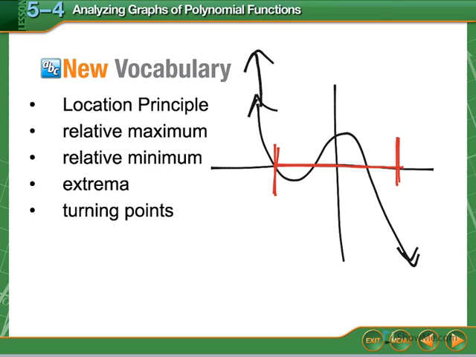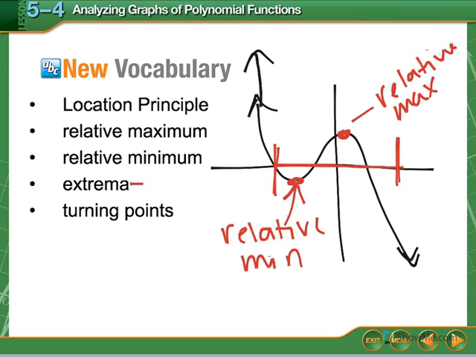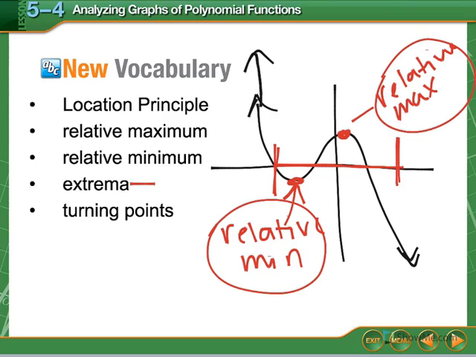And so we shorten the scope so that we can look at relative max and mins. Whatever looks like the top of a hill, that's going to be your relative max. And whatever looks like the bottom of a valley, that's going to be a local min, or a relative min. Now, extrema are just the points that are relative max and mins. So that's just a fancy name for a max or a minimum.